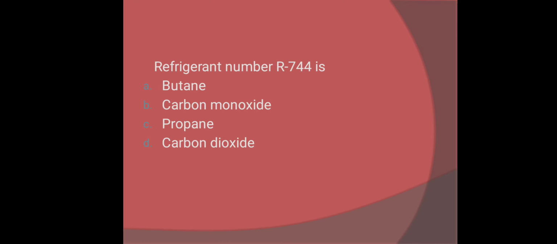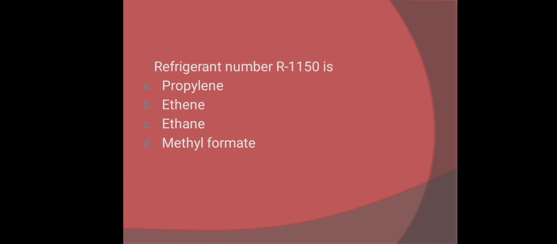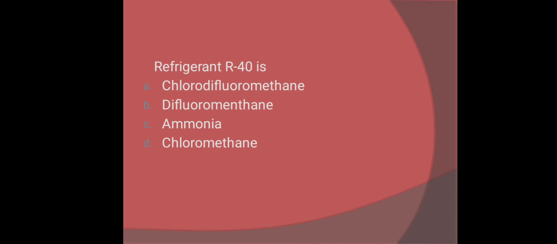Next, refrigerant number R744 is blank. Sagot natin dyan ay carbon dioxide, letter D. Refrigerant number R1150 is blank. Sagot natin dyan ay ethene, letter B. Next, refrigerant R40 is blank. Sagot natin dyan ay chloromethane, letter D.